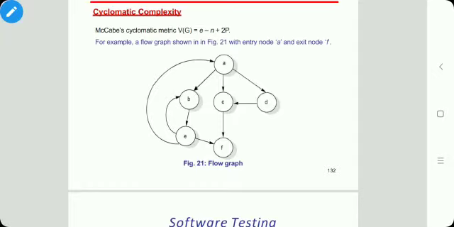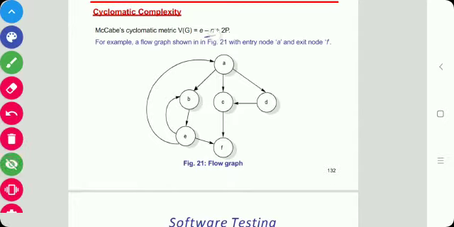So what is an independent path? An independent path is any path through the program that introduces at least one new set of processing statements. Okay, so according to McCabe's cyclomatic metric, Vg of a graph G with n vertices, E edges and P connected components, your Vg is E minus n plus 2P.